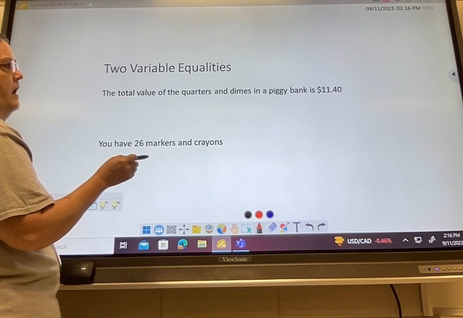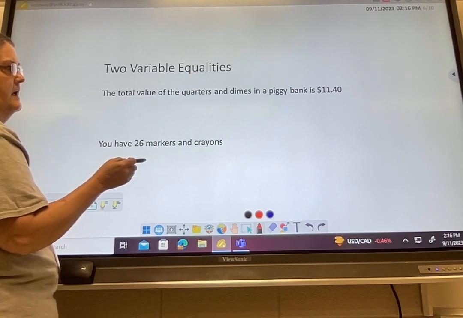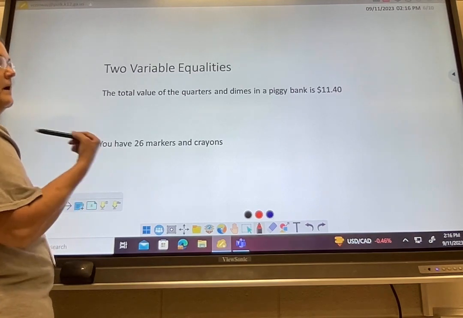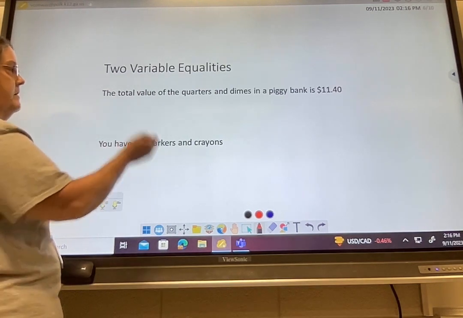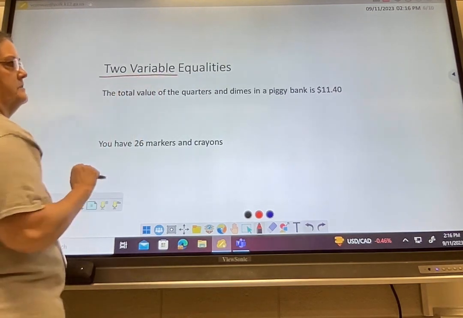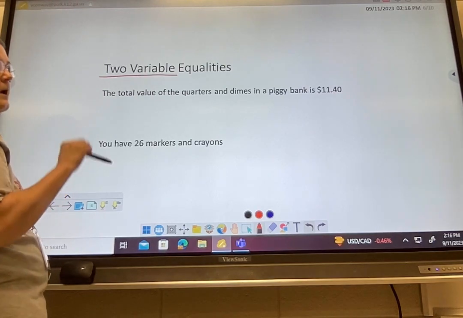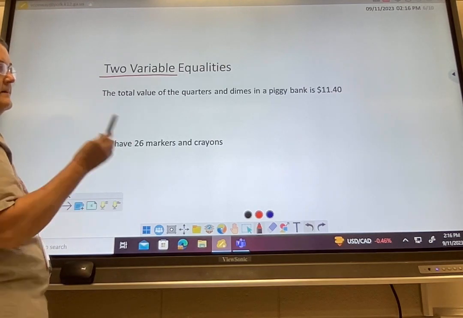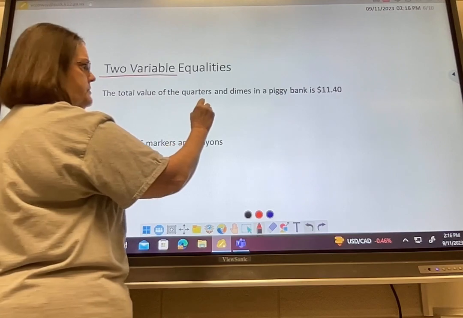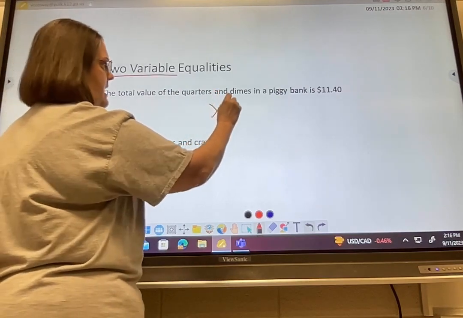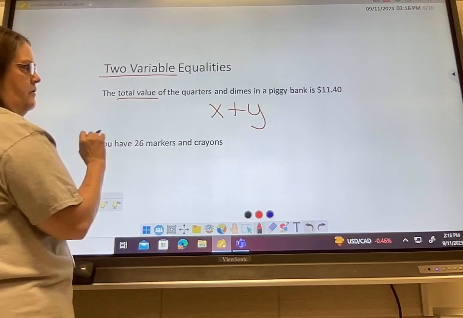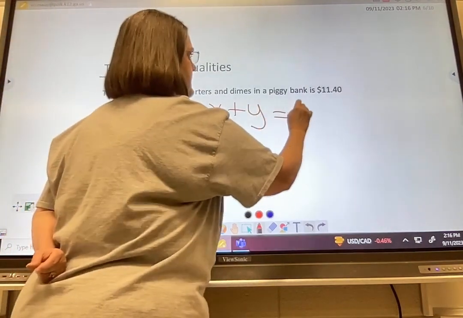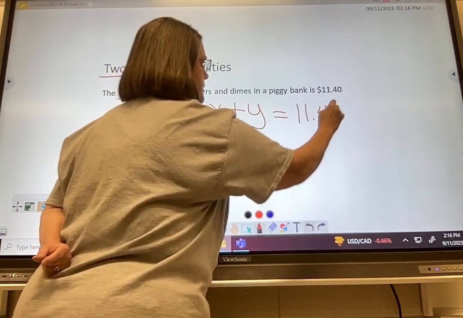The total value of quarters and dimes in a piggy bank. Now, I don't know how many quarters I have. I don't know how many dimes I have. This one has 2 variables. Everything we've been doing up to this point only had 1 variable, but this has got 2. So quarters and dimes, and I'm adding because it says the total value is $11.40.